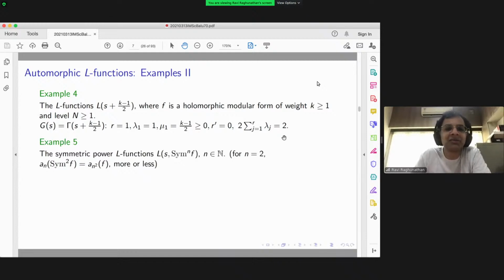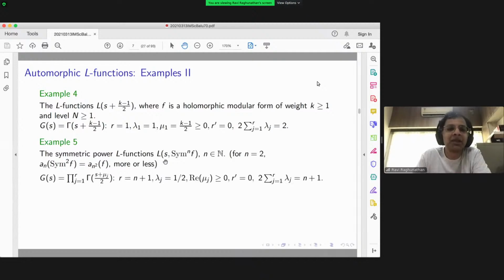Another example, perhaps: you take the symmetric power L functions. Never mind what they are, but roughly for n equals 2, the coefficient of the symmetric square L function is just a sub n squared, the coefficient of f, where f is a holomorphic modular form. And in that case, once again, you have some number of gamma functions in your numerator. How many? Exactly n plus 1. Again, the lambda j's are half, the real parts of mu j are greater or equal to 0. R prime is 0. So in all our examples, of course, R prime has been 0. And twice the sum of the lambda j's is n plus 1. Okay. So these are the possibilities.